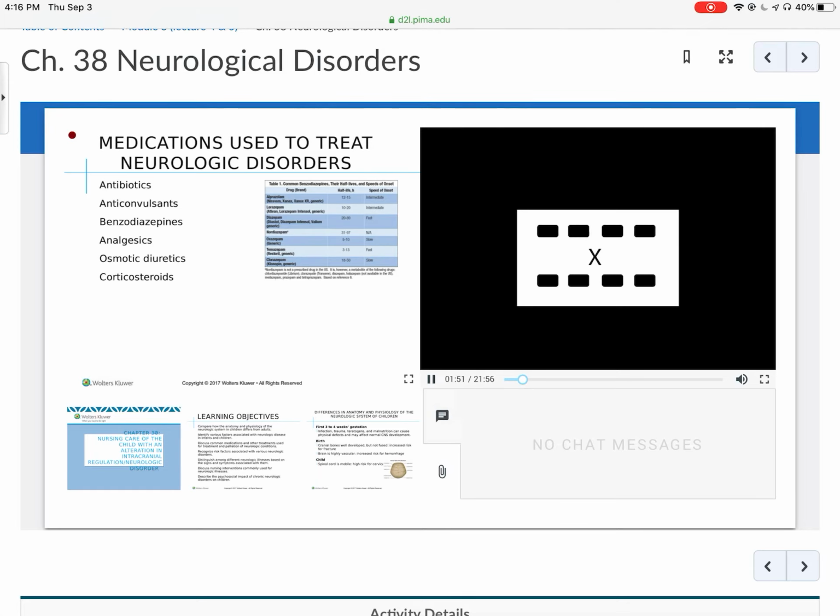Just a couple of the medications that we use for kids with neurological disorders. Of course, if it's an infection, we're going to use some antibiotics, anticonvulsants for seizure medications, and some benzodiazepines. There's a list of some of them. Analgesics. When you get into the more detailed neurological issues, we're going to be using osmotic diuretics, and then some corticosteroids at that point also.